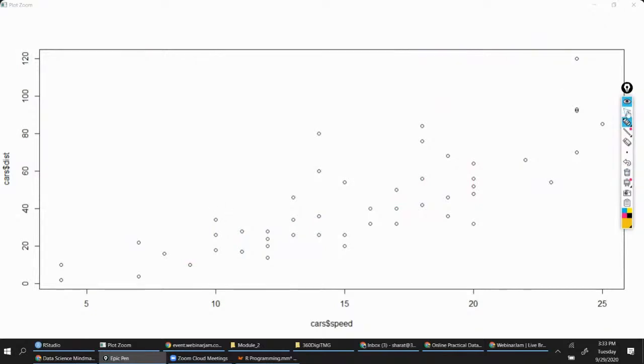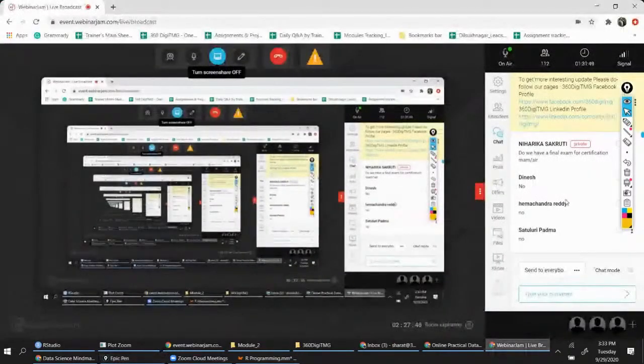Does the OLS concept make sense? Any doubts here? We'll take one data set and discuss this, okay?